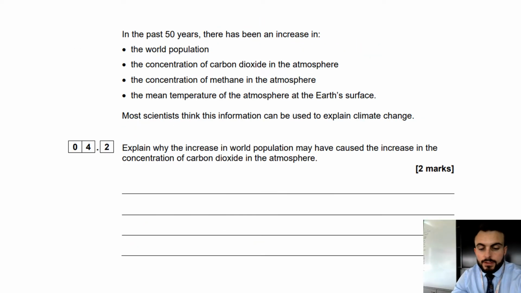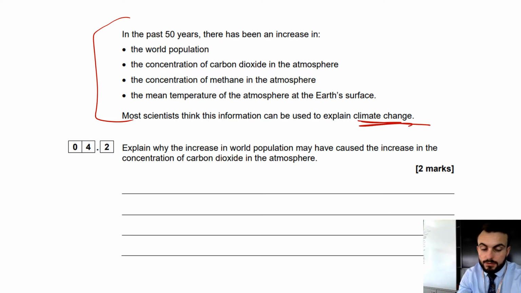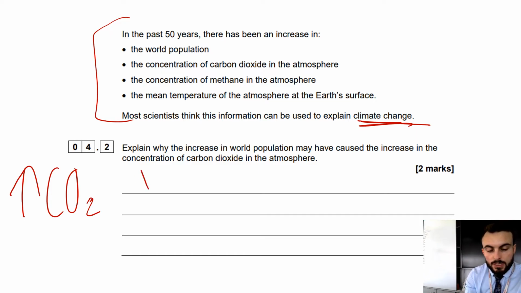In the past 50 years, there's been an increase in world population, concentration of carbon dioxide, concentration of methane, and the mean temperature of the atmosphere on the Earth's surface. Most scientists think this information can be used to explain climate change. Explain why the increase in world population may have increased the carbon dioxide. So, things that might have increased the CO2 in the atmosphere. These are kind of common sense ones.